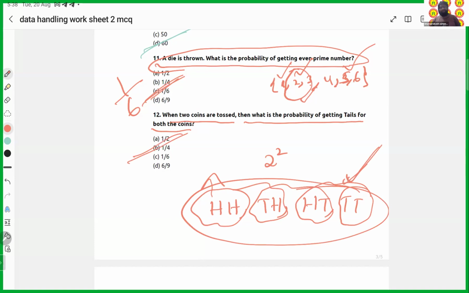Are you getting my pen? What is the total sample space here? Total outcomes here. 4 outcomes. 4, sir.